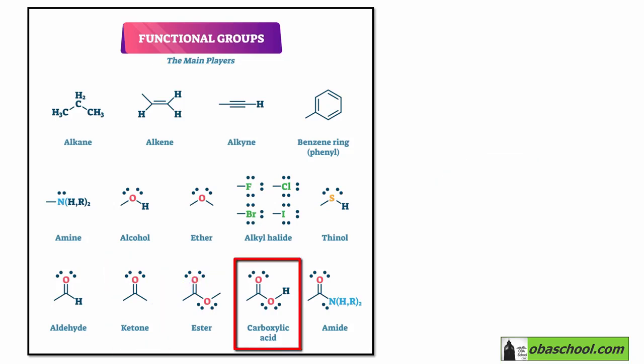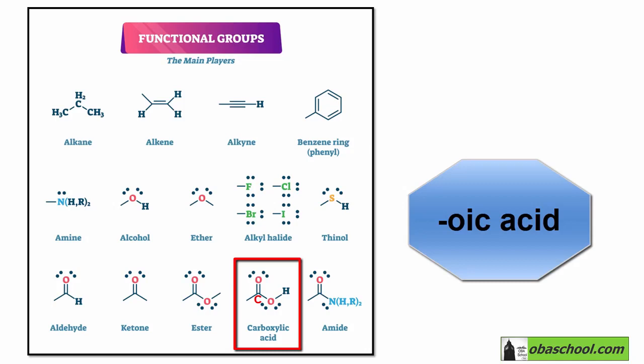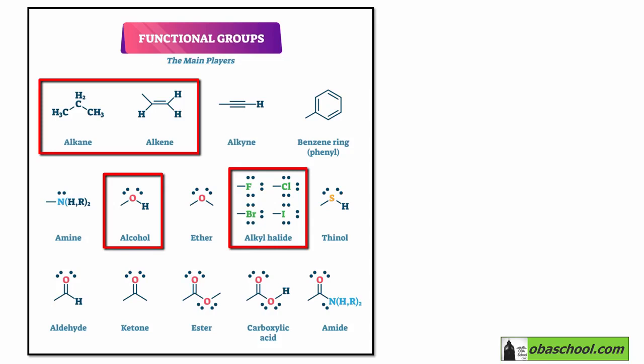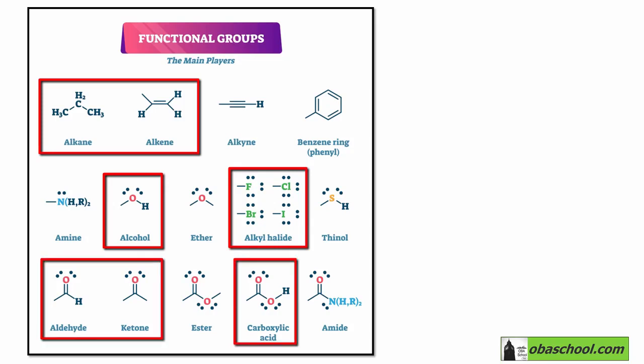And finally, we have carboxylic acid. We have a carbon which has a double bond to one oxygen atom and it is bonded to an OH group as well. To name carboxylic acids, we will add oic acid to the end of the name. For example, we have ethanoic acid. So these are the main functional groups. However, we will be using mostly alkanes, alkenes, halogen alkanes or alkyl halides, alcohols, aldehydes, ketones, and carboxylic acids. Let's take some examples to be familiar with naming functional groups.